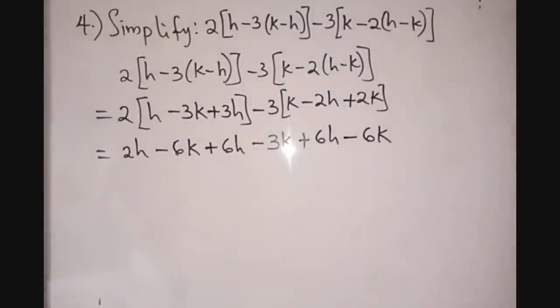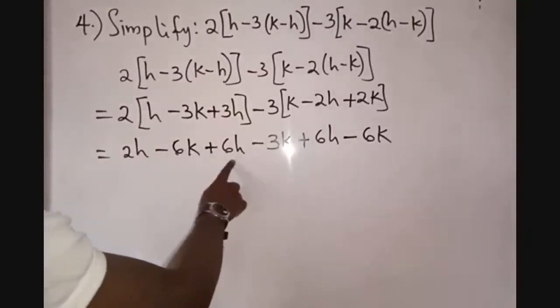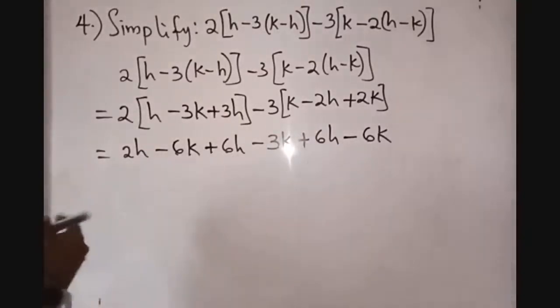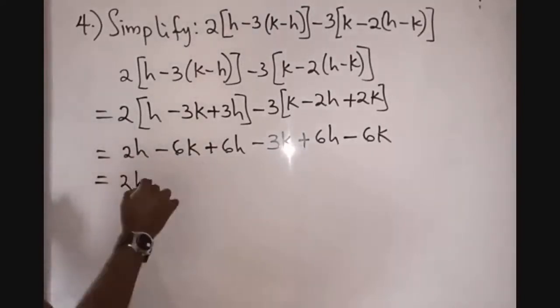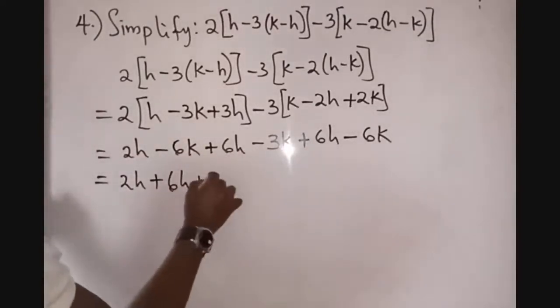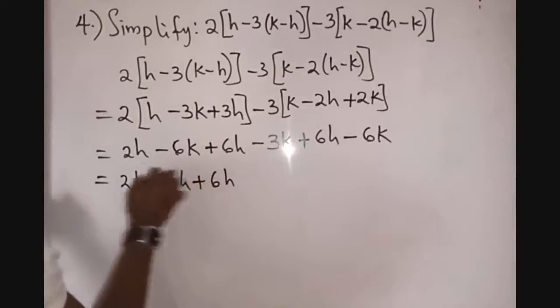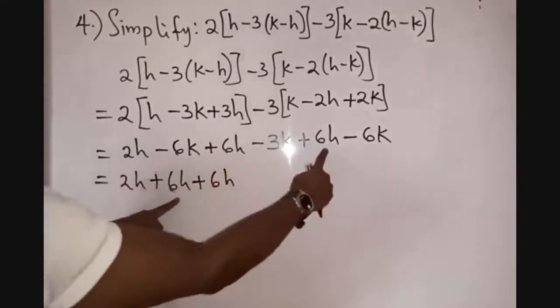So now look at what you have and bring them together. Right here you see you have h and you have h, you have h and you have k. So bring them together. You have 2h, whereas we have h. You have 6h, whereas we have h, and 6h. You have plus 6h. So I pick this, I pick this, and I pick this.